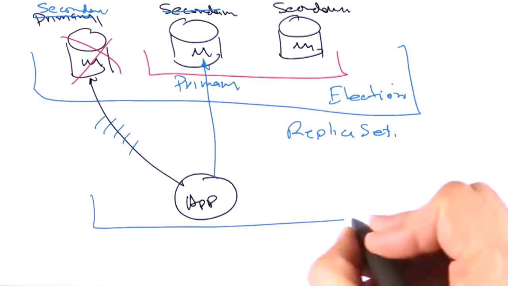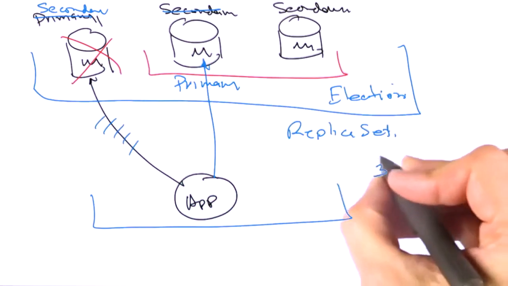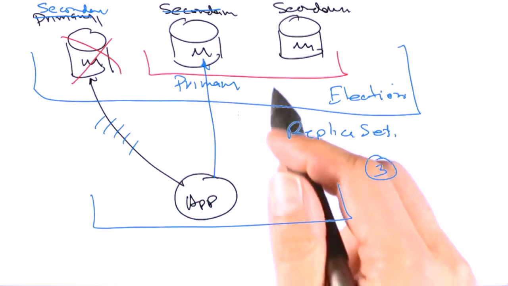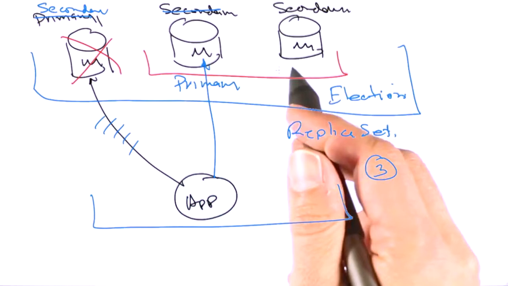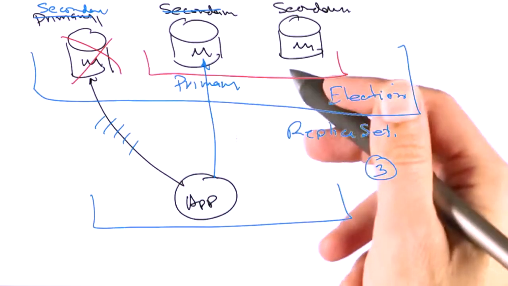Now the minimum number of nodes, as I said, is 3. And the reason is that if you had fewer than 3 nodes, then what would remain would not be a majority of the original set. And so there would be no way to elect a new primary. So you'd go without a primary, which means you could no longer take writes.